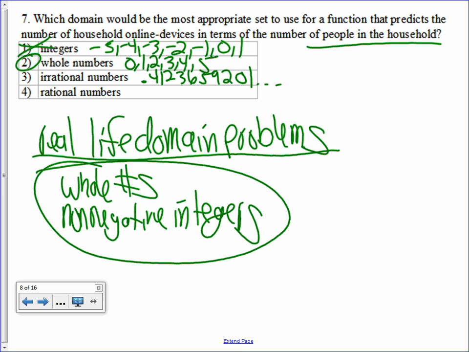0.4123659201, etc. Can you have that many people in your home? No. And rational numbers can be decimals. Can you have 0.7 people in your home? I don't know what kind of people you're inviting in that are 0.7 of a person. And no, babies don't count as fractions. Whole numbers is always your answer for these real-life domain problems.